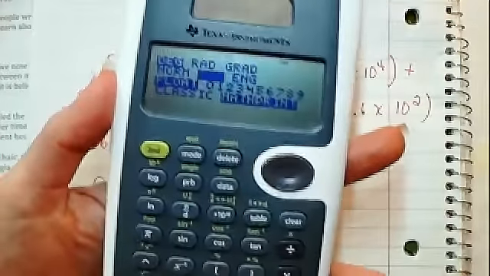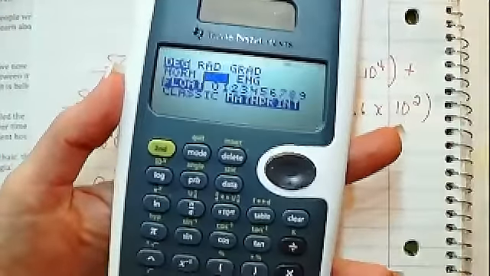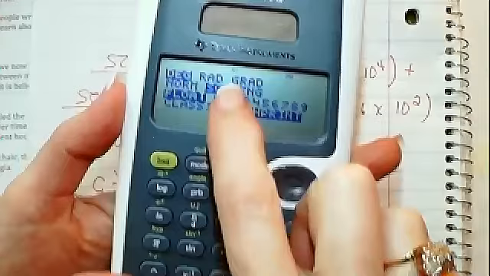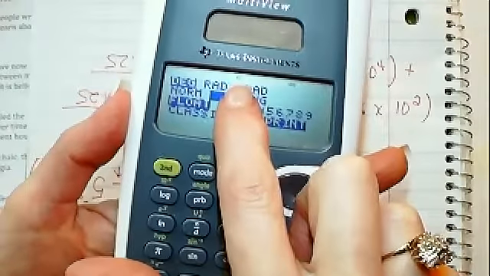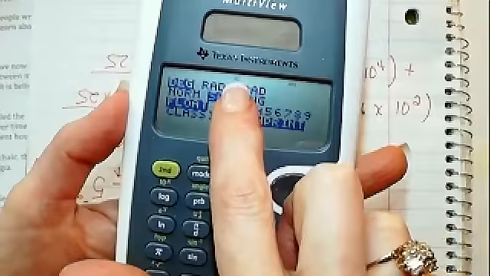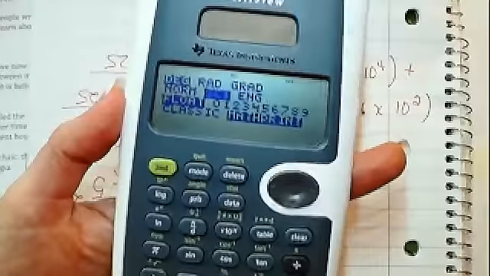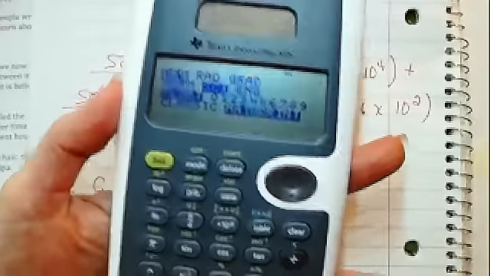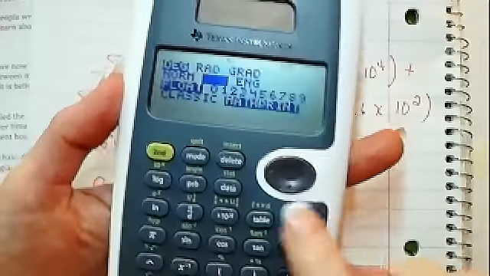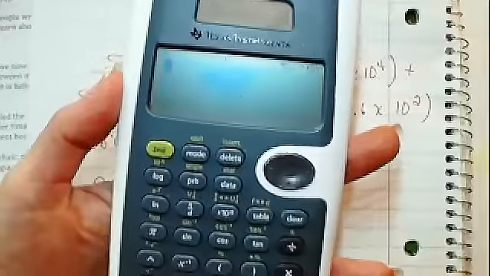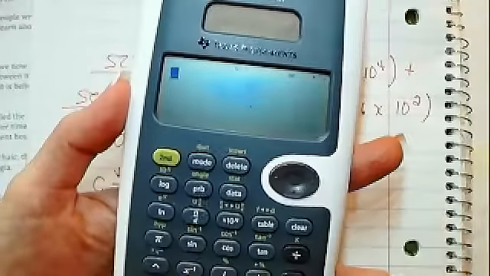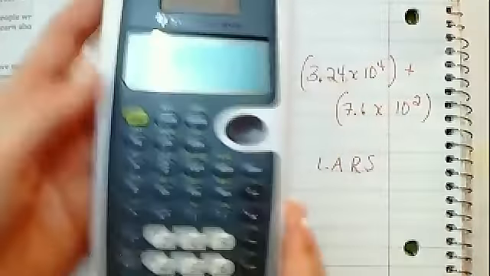Now nothing really happened except if you have very good vision, which I don't, right there, very, very tiny, there should be 3 little letters that come up that says SCI. That means your calculator is now in scientific notation mode. So I'm going to hit clear, and the words went away, but that SCI did not go away. So now watch this. This is pretty cool.